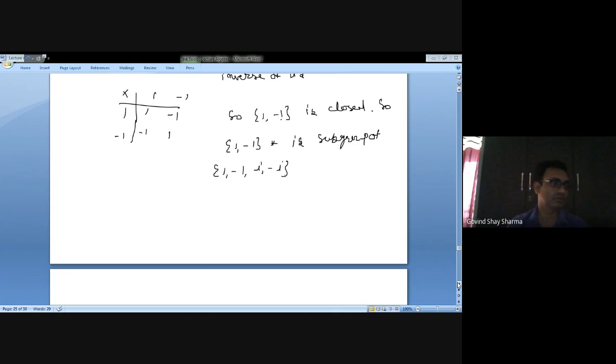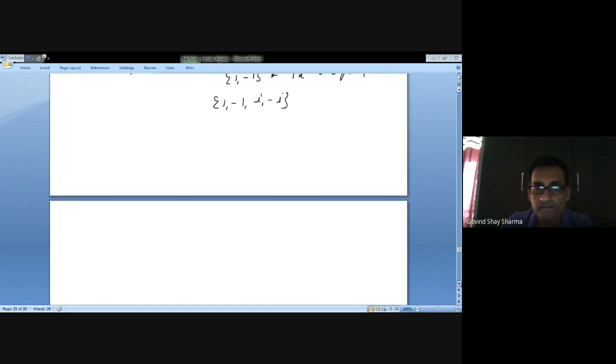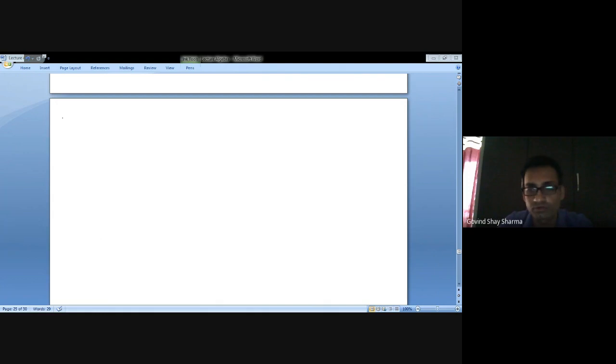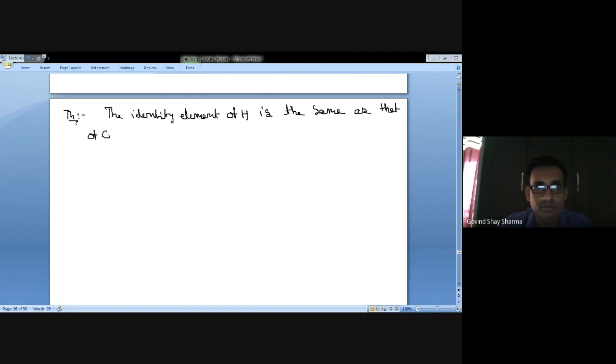Now we do a theorem. The statement of this theorem: the identity element of H is the same as that of G. That means we want to prove that H and G have the same identity.